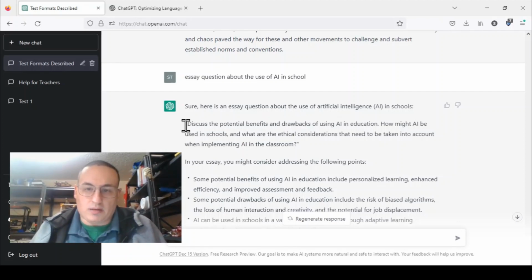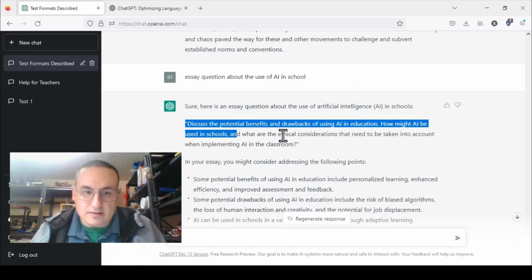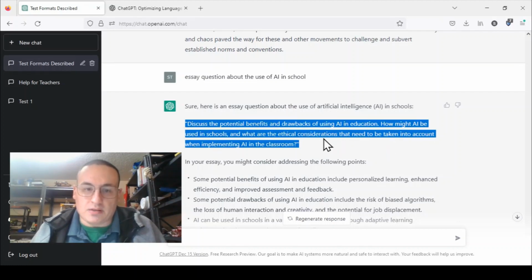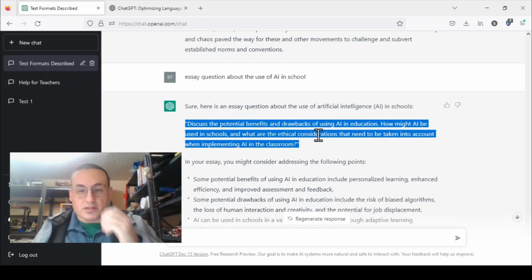And it gives you the prompt here. Discuss the potential benefits and drawbacks of using AI in education, and how might AI be used in schools, and what are the ethical considerations that need to be taken into account when implementing AI. So that's a good deep question for this.